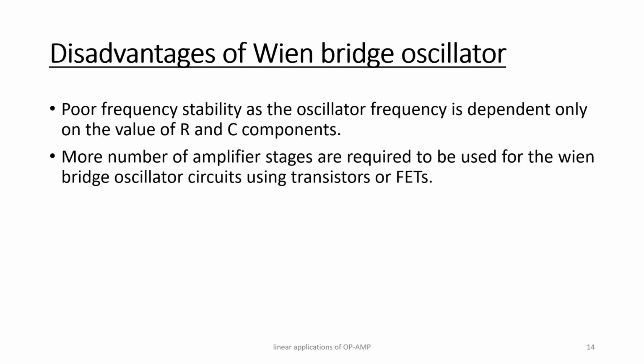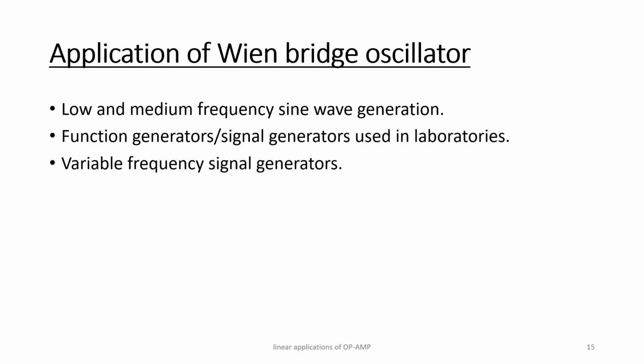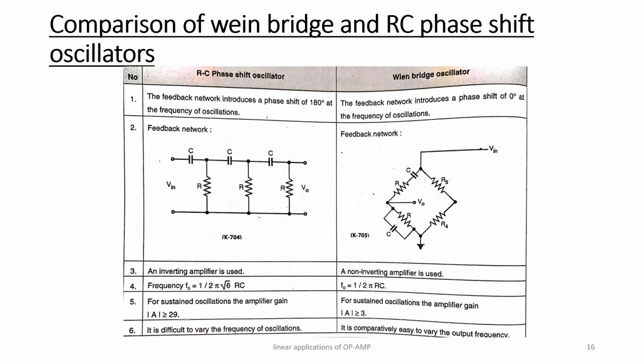Disadvantages of the Wien bridge oscillator are poor frequency stability, as the oscillator frequency depends only on the values of R and C components. And a larger number of amplifier stages are required for the Wien bridge oscillator circuit using a transistor or FETs. Applications are in low and medium frequency sine wave generators, function generators, signal generators used in laboratories, and variable frequency signal generators.